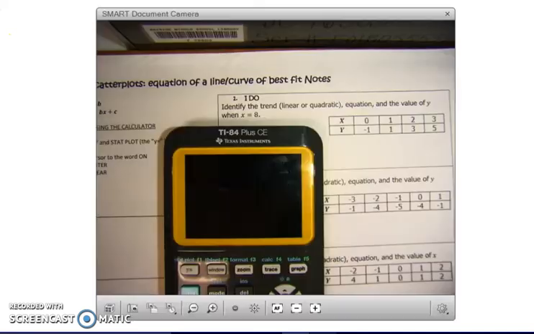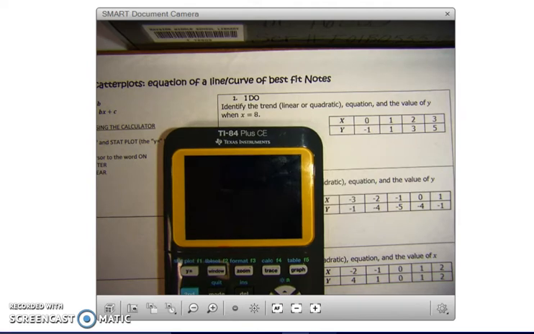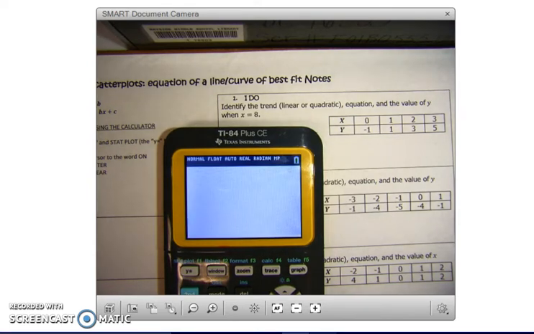Now, on the note sheet, it's really nice because the directions are all down the left side, but I want to make sure we show you how we're doing this. So, our first one, we need to know, is the trend linear or quadratic, the equation, and then we have to find the value of y. We could take graph paper and plot it, but the nice thing about our graphing calculator is it does it for us. So I'm going to go to stat.